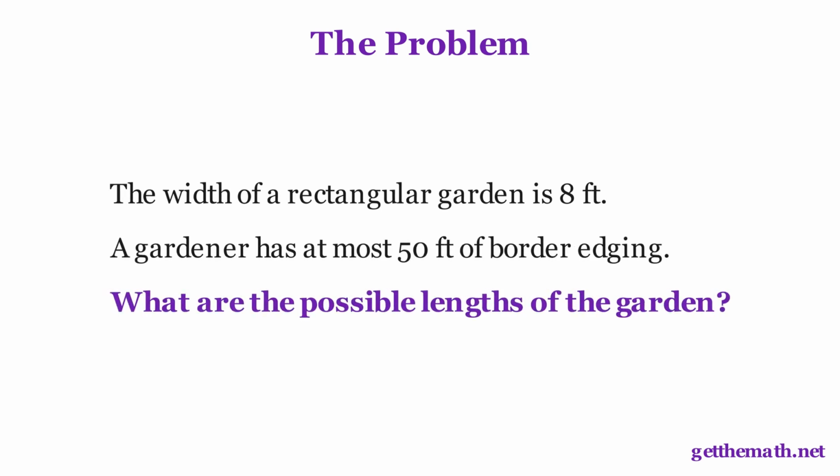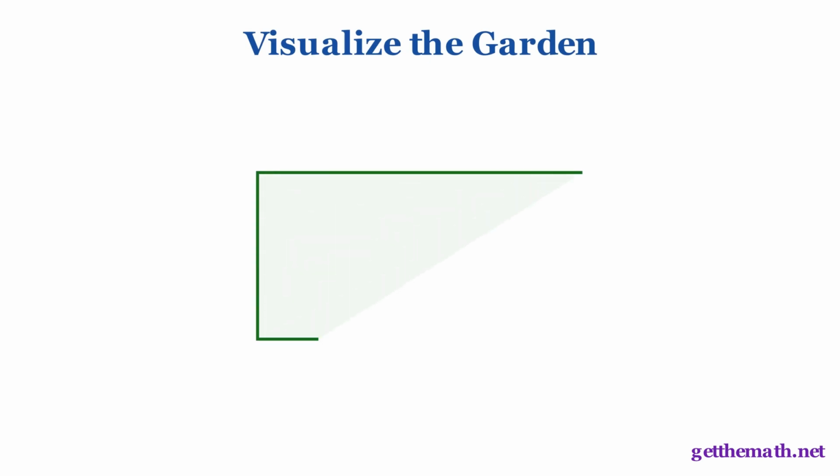Here is the problem. The width of a rectangular garden is 8 feet. A gardener has at most 50 feet of border edging. What are the possible lengths of the garden? Let's start by visualizing the problem.